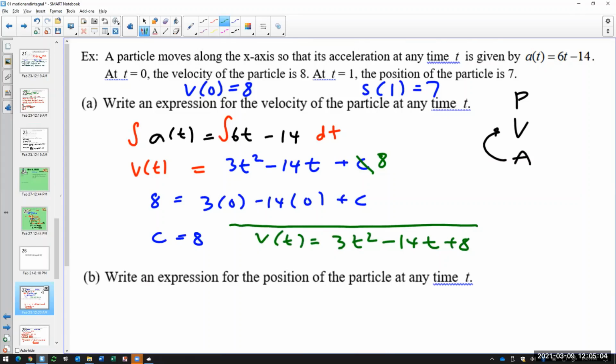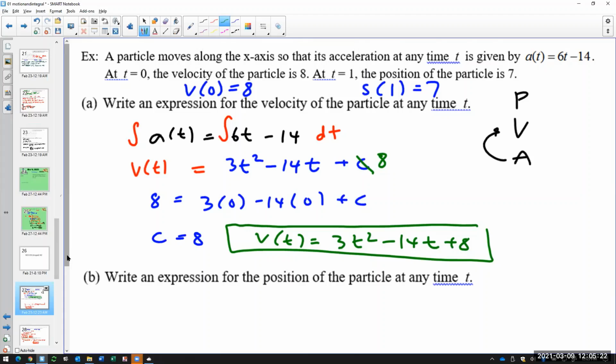Whatever you do, please do not delete your C. Please do not erase your C. You can cross it out. But if you made a silly mistake and you said this was 7, and you erase this and put 7, then you're done. I can't give you partial credit. I need to see that you are solving for C.